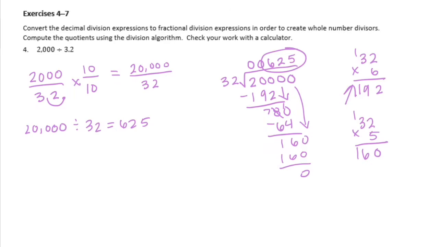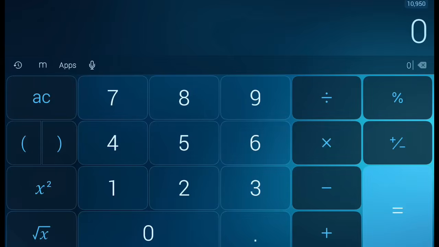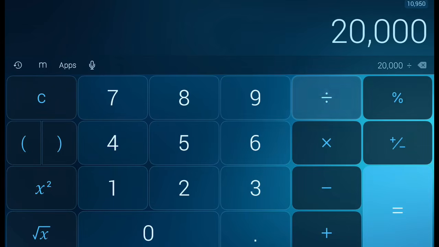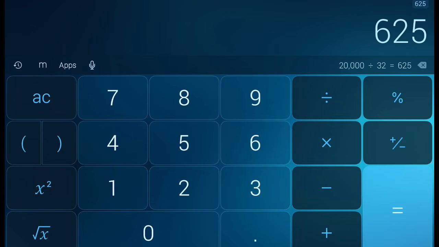So it wants us to check our work with a calculator. We can check it by doing 625 times 32, and we should get 20,000. Or you could just do 20,000 divided by 32. Yeah, so we got 625. Let's also do 625 times 32 is equal to 20,000.